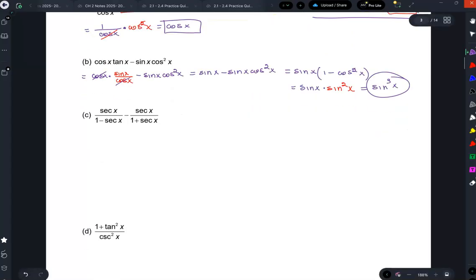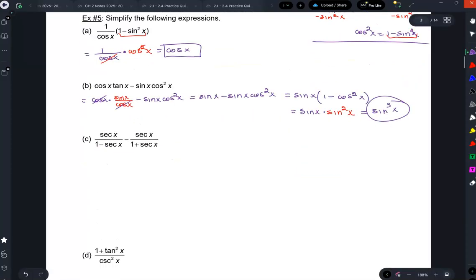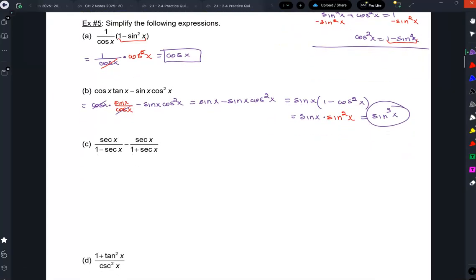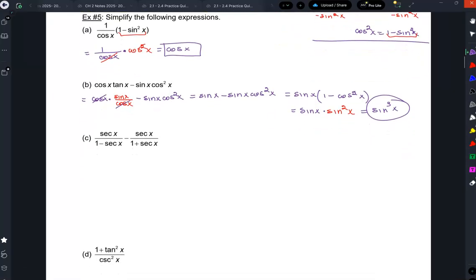The instruction said in terms of sine and cosine only. Does that mean the part of like sine x minus sine x times cosine squared x, isn't that in terms of sine and cosine only? Yeah, but there are also operations that could be done. Not only should it be in sine and cosine, but also no operations should be possible.